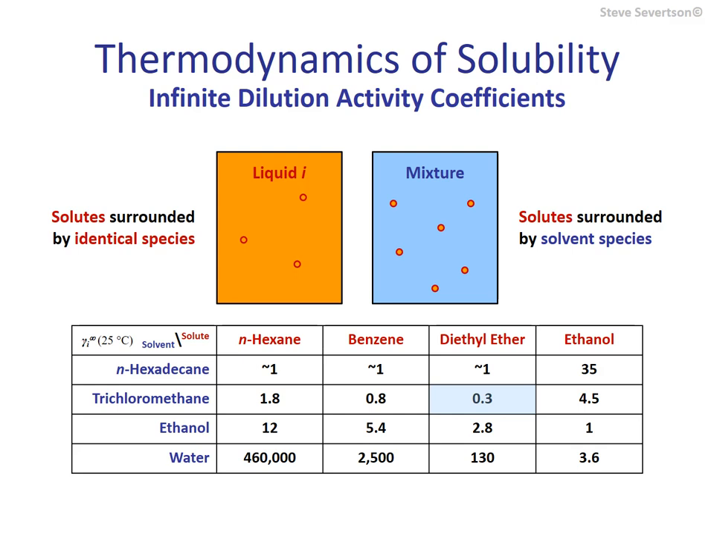For all of the organic solutes in water at infinite dilution, the activity coefficient is greater than 1. And in the case of hexane, the value is quite large. But the interesting example in this row is the ethanol.